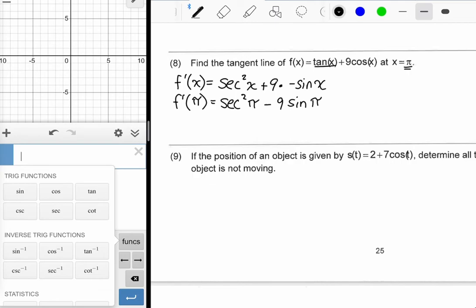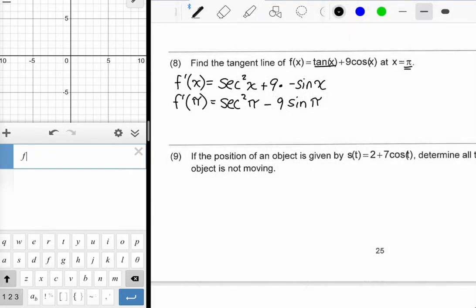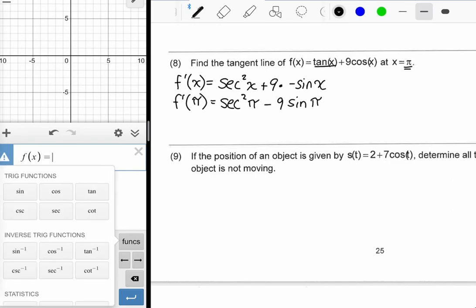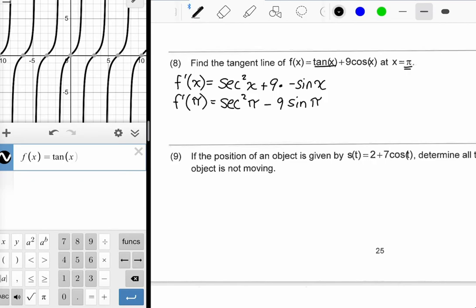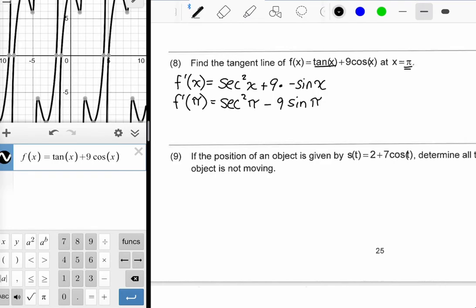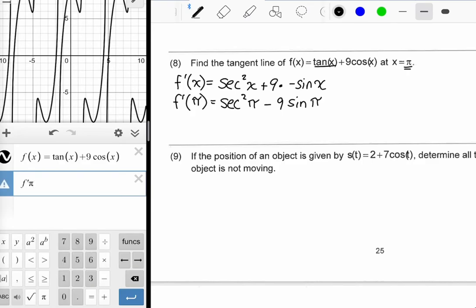What I would recommend, though, is putting in the original function, and then doing the prime. So f of x is equal to tangent x, it's a good looking graph, plus 9 cosine of x, even better looking graph, very sassy looking. So f prime of pi is going to equal 1. So all this amounts to a 1.